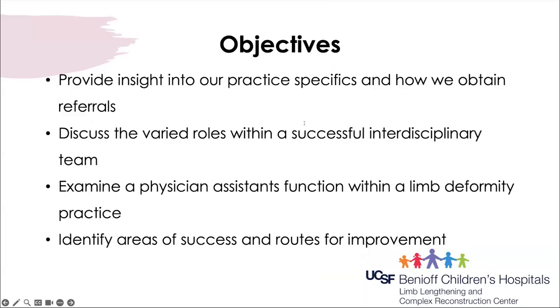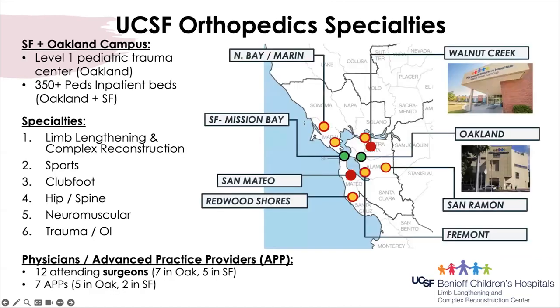Quickly, my objectives today: to provide insight into our practice specifics and how we obtain referrals, discuss the varied roles within a successful interdisciplinary team, examine a physician assistant's function within a limb deformity practice, and identify areas of success and routes for improvement. Hopefully, this talk can provide guidance into creating and optimizing limb deformity practice in your area, along with how to best utilize other physician assistants like myself to grow and improve your practice.